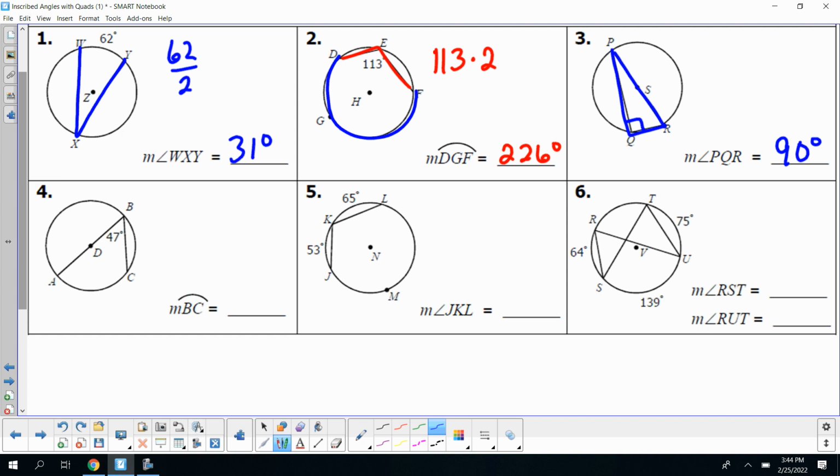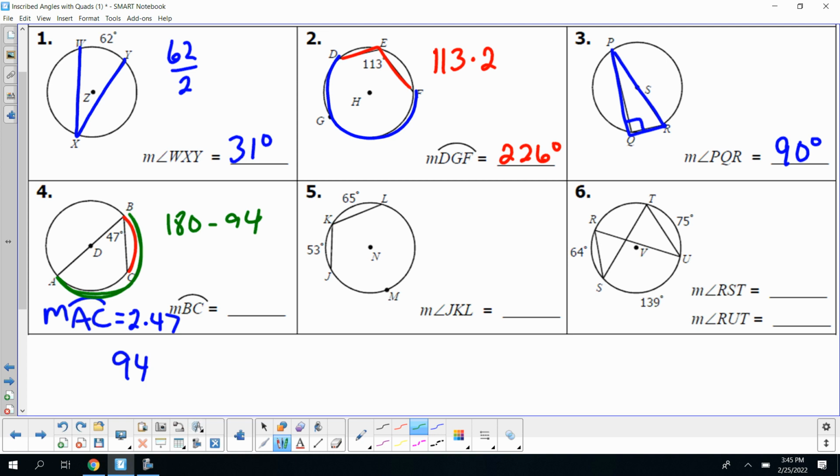For number four, they want to know the measurement of BC. BC is from here to here, sorry. Okay, so I know that the measurement of the arc AC is going to be twice 47. 2 times 47 is 94. And then halfway across my circle, that's going to be 180 degrees. So 180 minus 94 gives me the arc length for BC of 86 degrees.